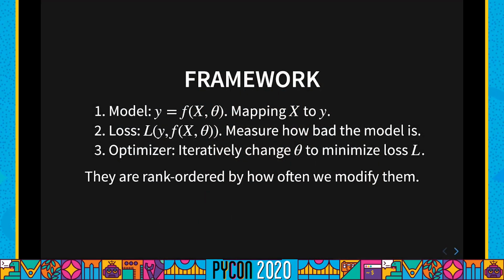Firstly, the overarching framework here is model, loss, and optimizer. The model is a mapping from input data X to output data Y. It takes the form of a math function f, which we can write in NumPy code, and has parameters theta that we can tweak. The loss function L is nothing more than another math function that quantifies how bad our model is. And finally, the optimizer is a programming routine that iteratively changes theta to minimize the loss function L. I've rank ordered these by how often we modify them, and you should have gotten a taste of that in the course. Let's talk a little bit about that for a bit.